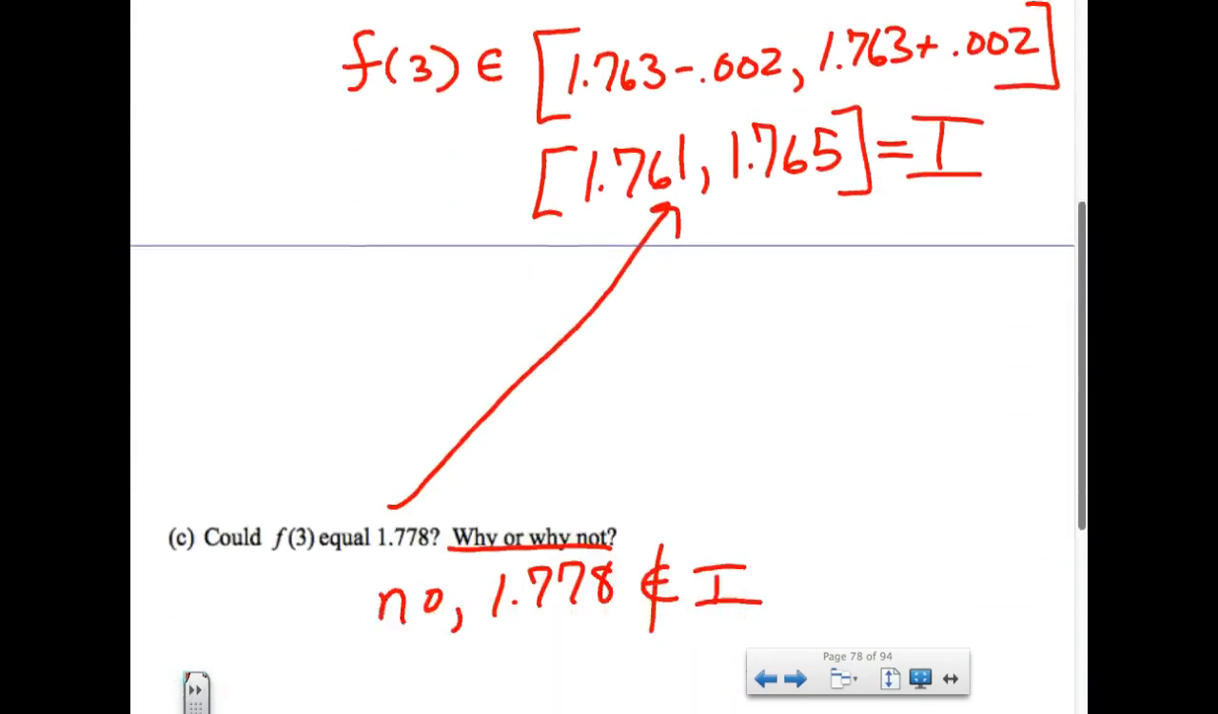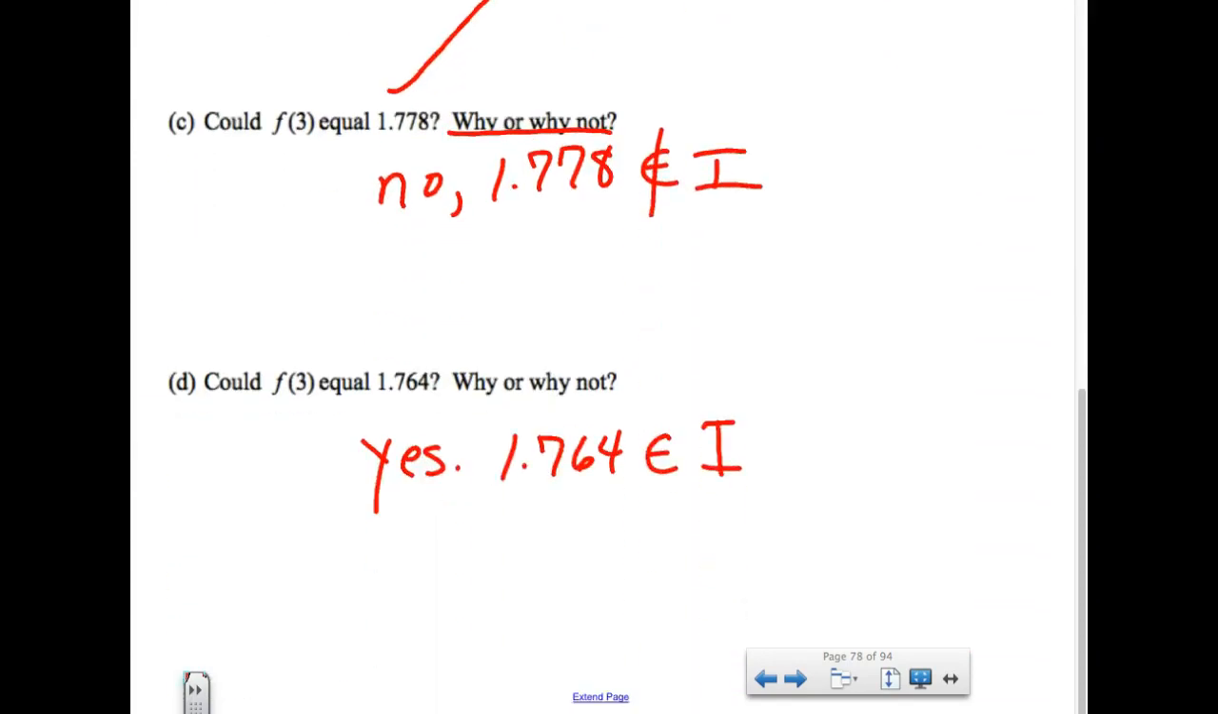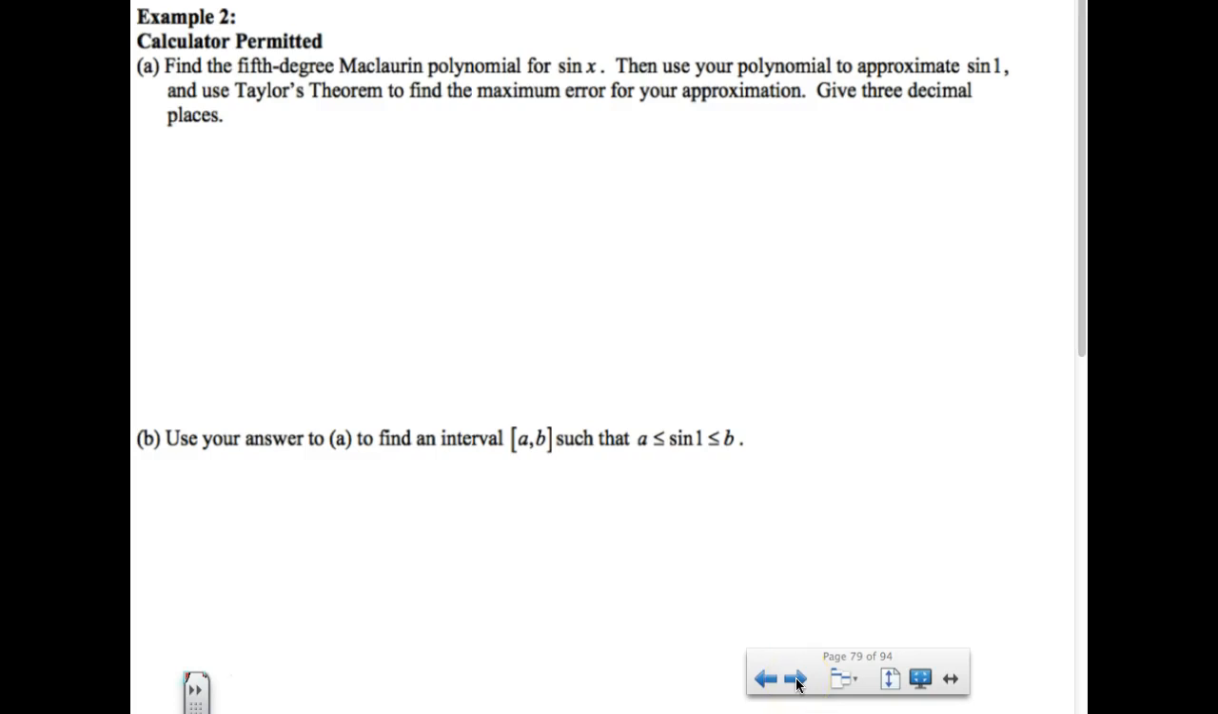All right, now let's move along to the next one. I'm going to do 2 here, and then I'll make another video for the other 2. So now I'm given an actual function. My function is sine x.